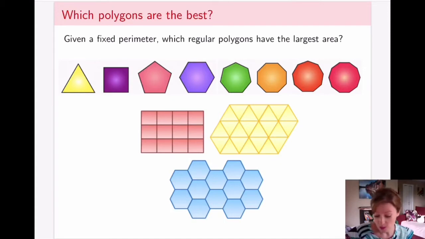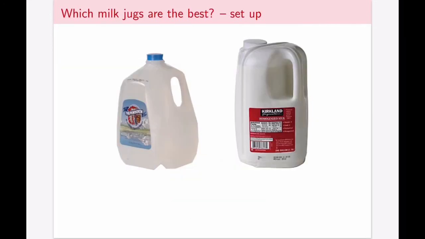This is the most efficient tiling, and that is the reason why bees use it. It uses the least amount of material to produce the most amount of area, and it doesn't waste any space in between their little cells. So the conclusion is bees know math. Let's take a look at a real-life application next.